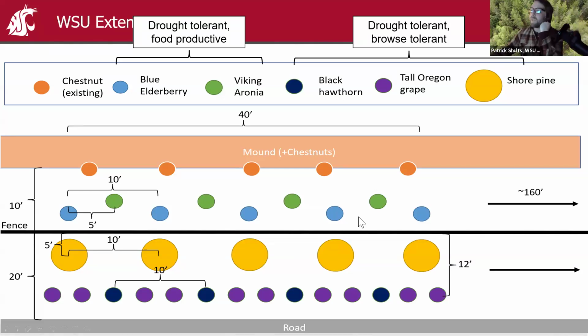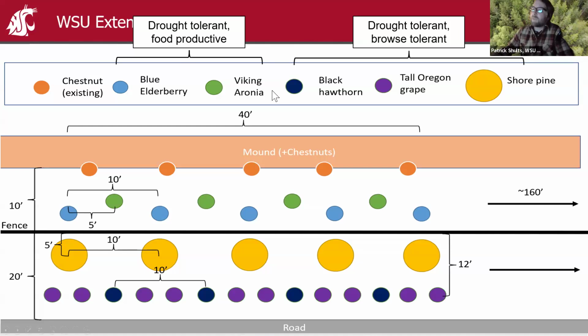So we chose species outside of this fence on this side towards the road. I chose species that were drought tolerant and browse tolerant, just assuming that we would get deer pressure. And so I chose black hawthorn, tall Oregon grape, and shore pine. These are three different profiles of trees and different height profiles that can fill spaces. They're not necessarily food productive, especially shore pine. Black hawthorn has some medicinal benefits. So does Oregon grape, but it's not really the purpose for these. They're drought tolerant and browse tolerant.